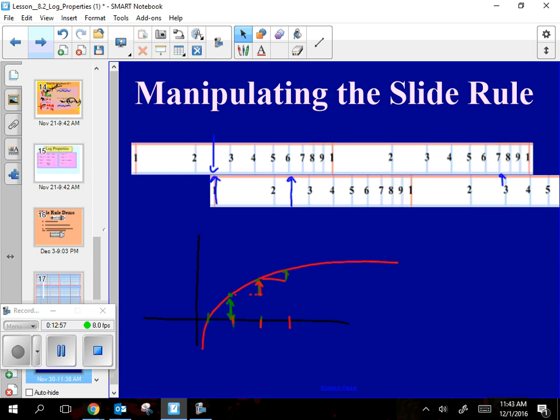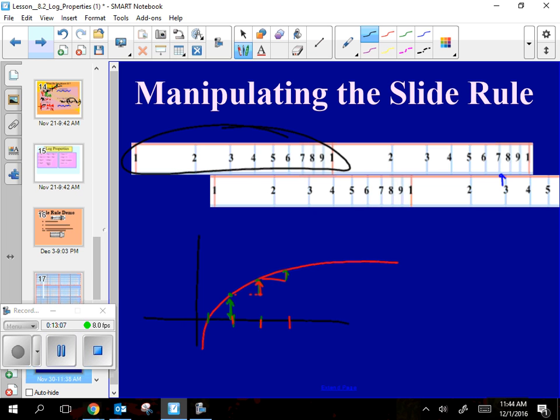All right. And that uses logs. How? Because this scale here is a log scale.